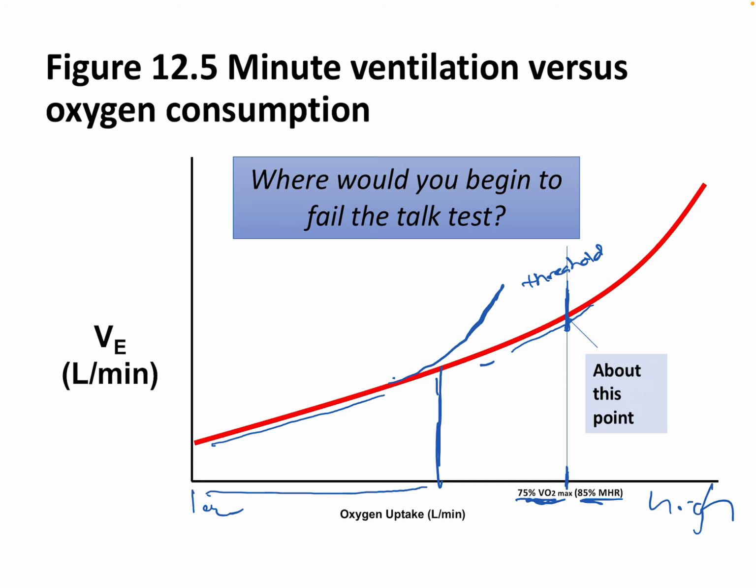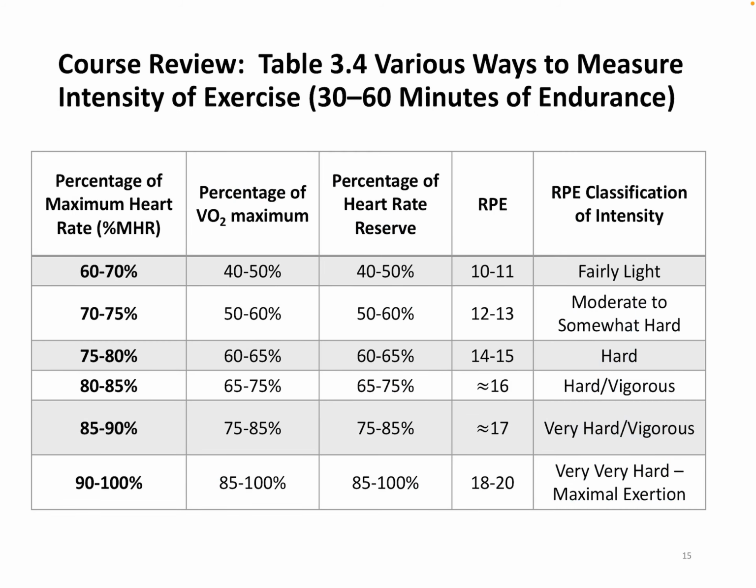So this is an opportune time to look back at table 3.4 again and just refresh ourselves with the ways that we look at intensity of exercise, especially endurance. So on the left, we can see percentage of our max heart rate. We don't typically use percentage of VO2 maximum when we're prescribing intensity of exercise, because we often don't know what a person's VO2 max is.